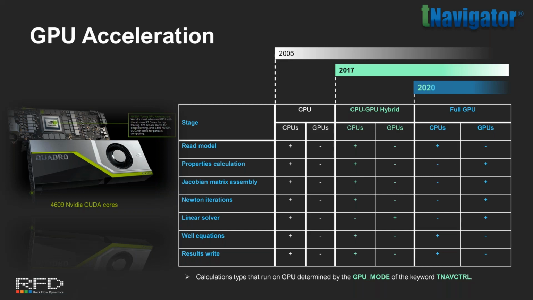And this study was conducted on more than thousands of models worldwide. I can say that the complex models tested included models from Petronas, PTTEP, Pertamina, Medco, Petrofac, etc. From there, the technology evolution continued over the last several years, and today, 2020, full GPU is now supported in T-Navigator, which means properties calculation, Jacobian, Newton, linear solver, the core calculations that usually comprise 80% of the runtime. And all these can be handled by GPU alone.